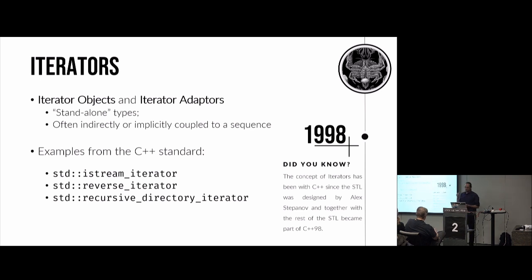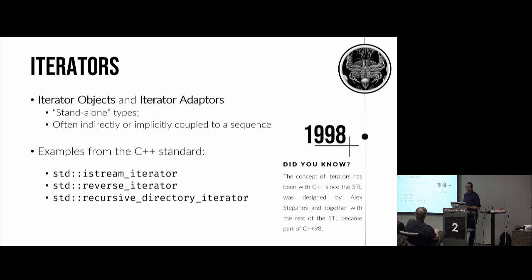These are usually standalone types. And frequently, they're not very tightly coupled to an actual sequence. That means sometimes there isn't even an actual sequence underneath. We can see some examples from the C++ standard.